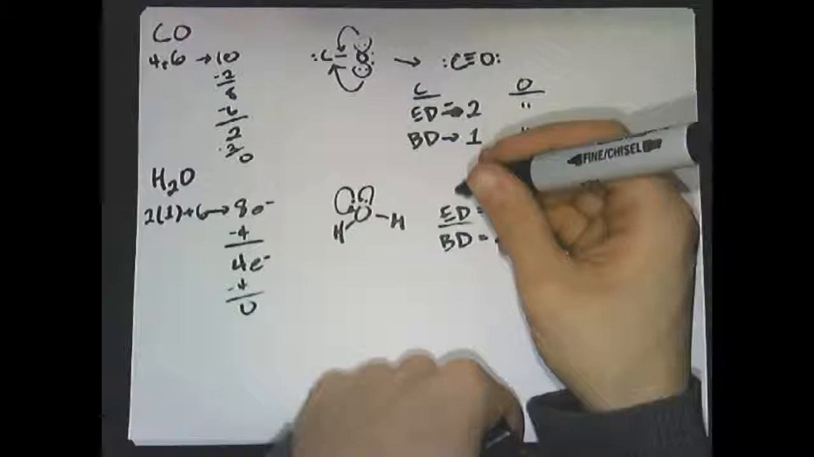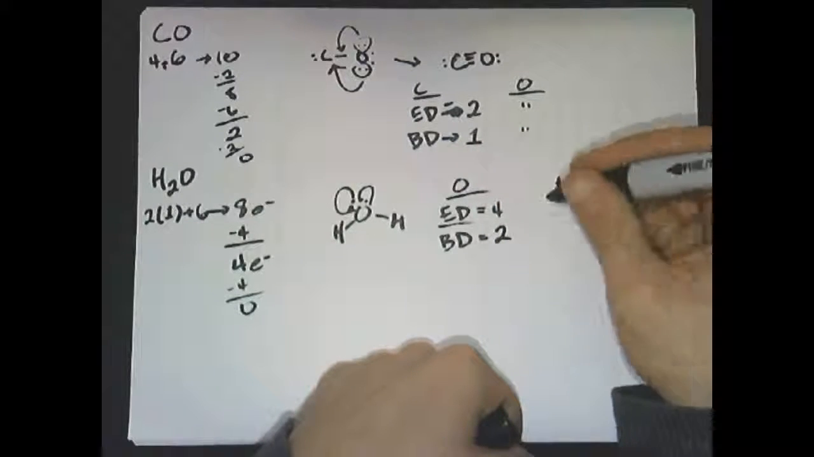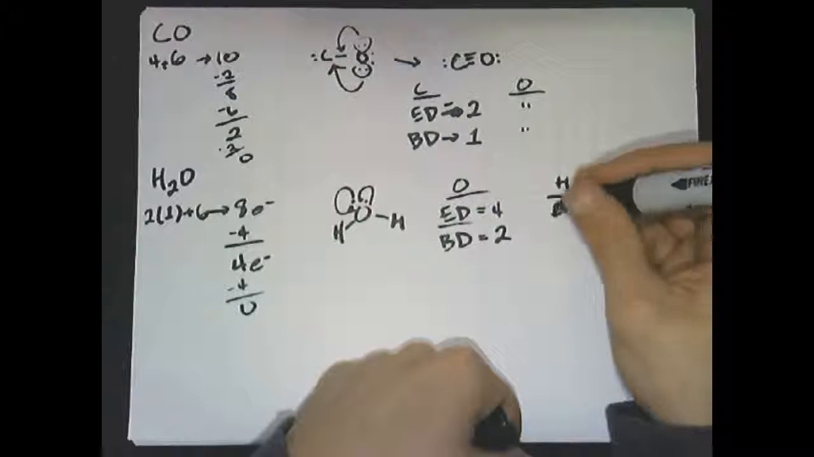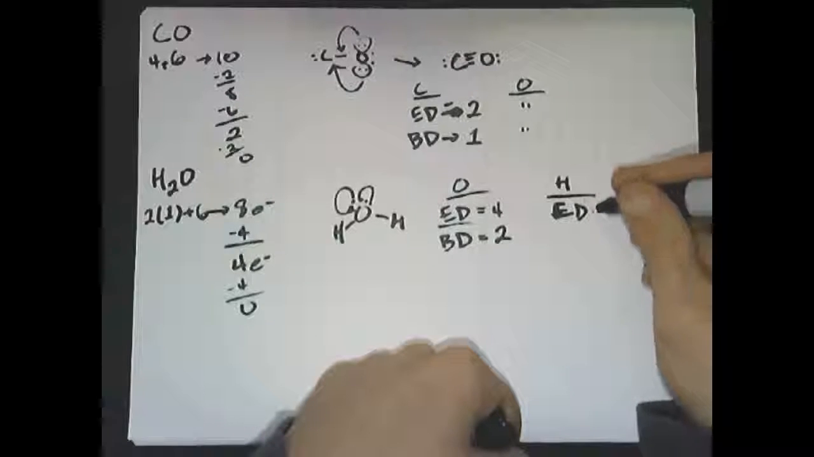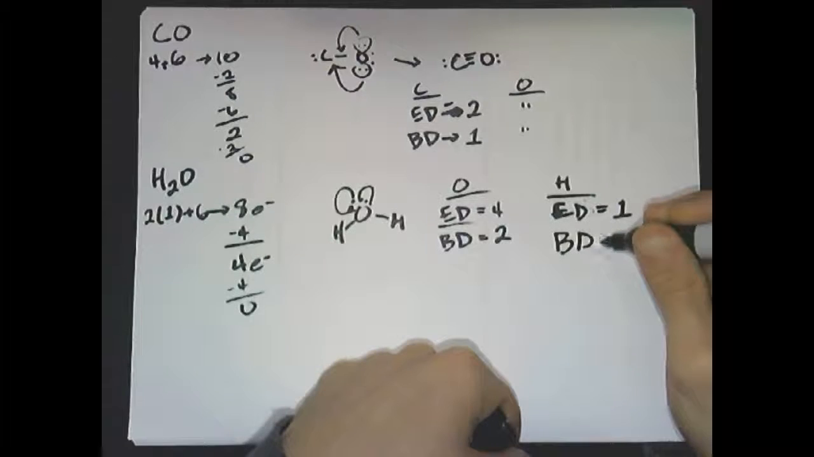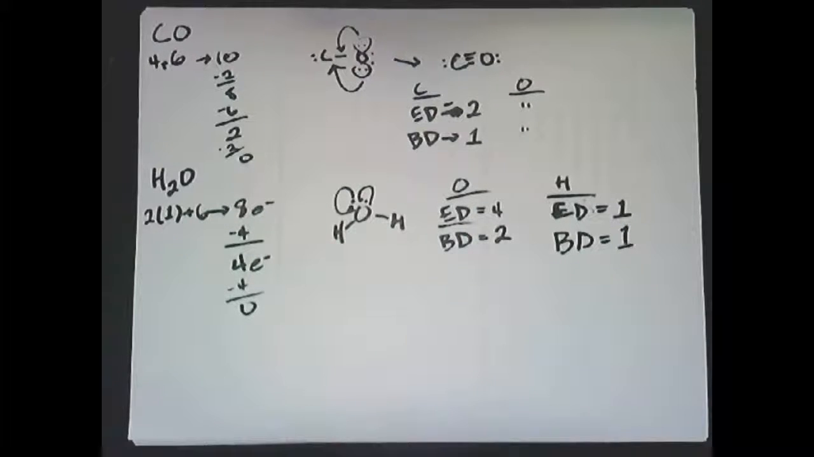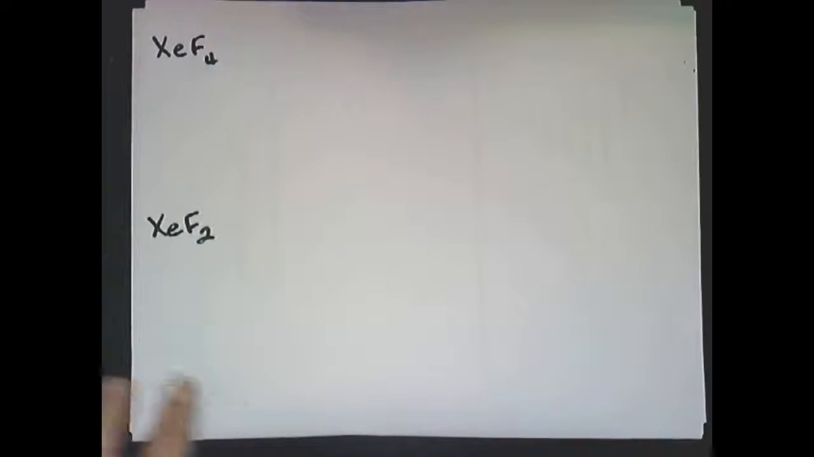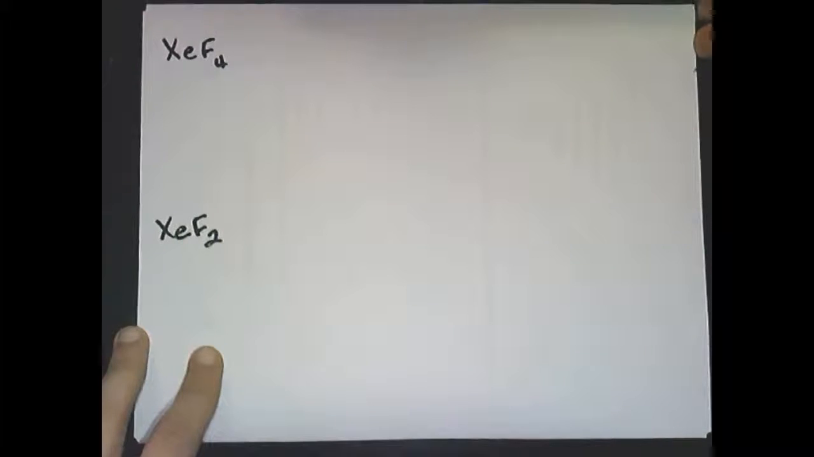We could look at the hydrogen, but it's not going to be very fun. Hydrogen has 1 electron domain because there's 1 bond, and hydrogen should always end up with 1 electron domain, and it should pretty much always end up with also 1 bonding domain. So that's not super duper exciting. Let's maybe look at something a little bit more challenging. So here we've got xenon tetrafluoride and also xenon difluoride.